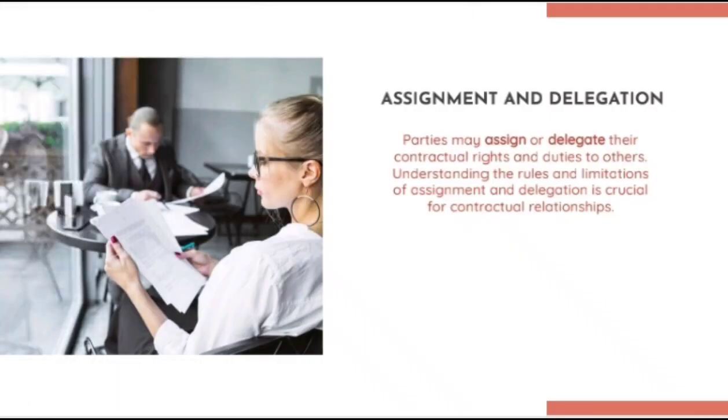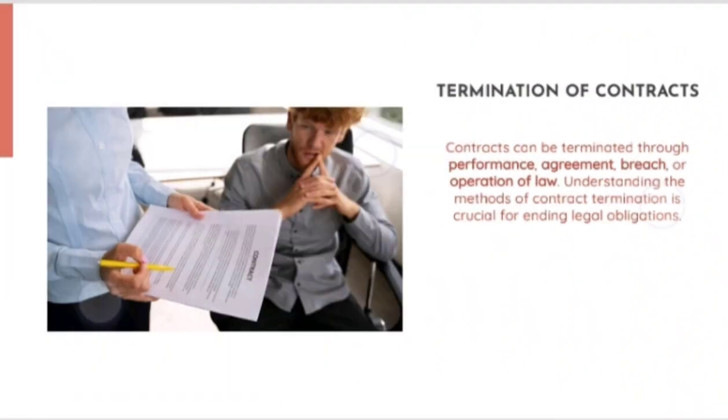Assignment and delegation. Parties may assign or delegate their contractual rights and duties to others. Understanding the rules and limitations of assignment and delegation is crucial for contractual relationships. Termination of contracts. Contracts can be terminated through performance, agreement, breach, or operation of law. Understanding the methods of contract termination is crucial for ending legal obligations.